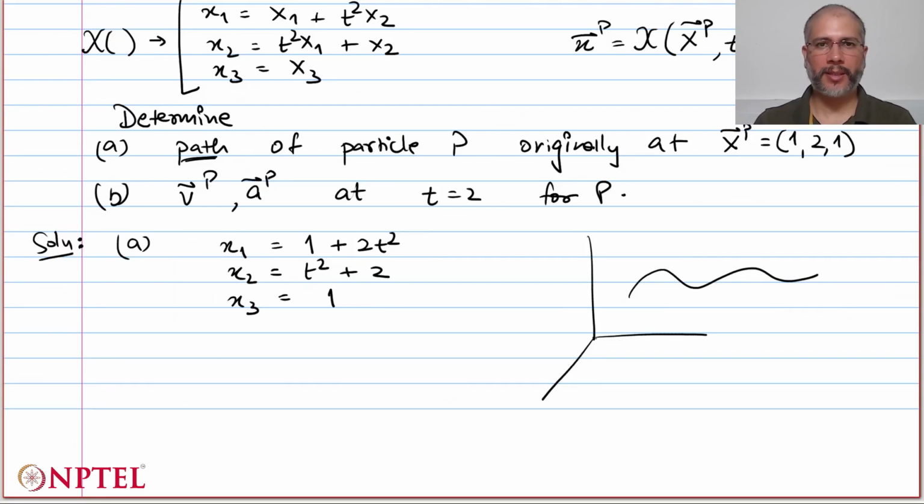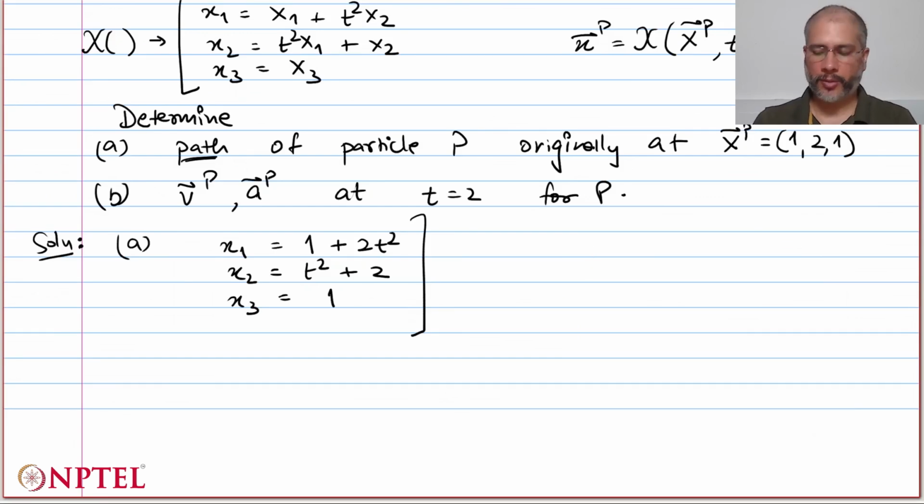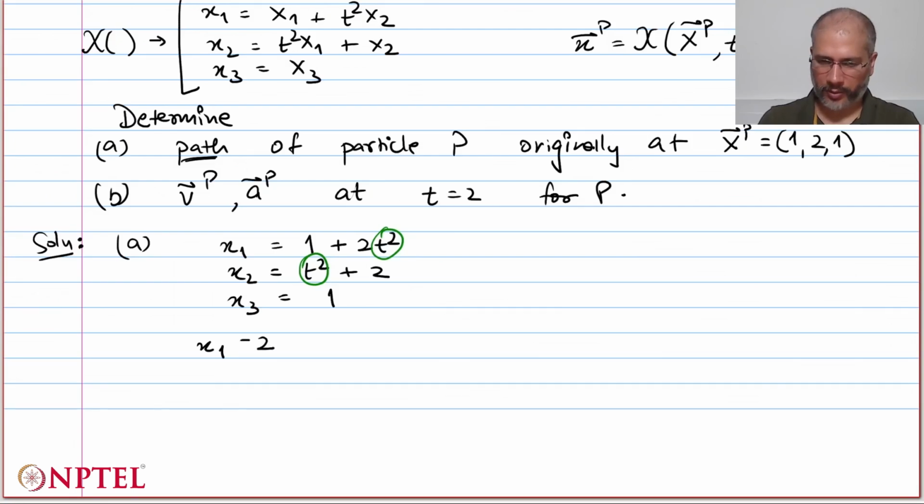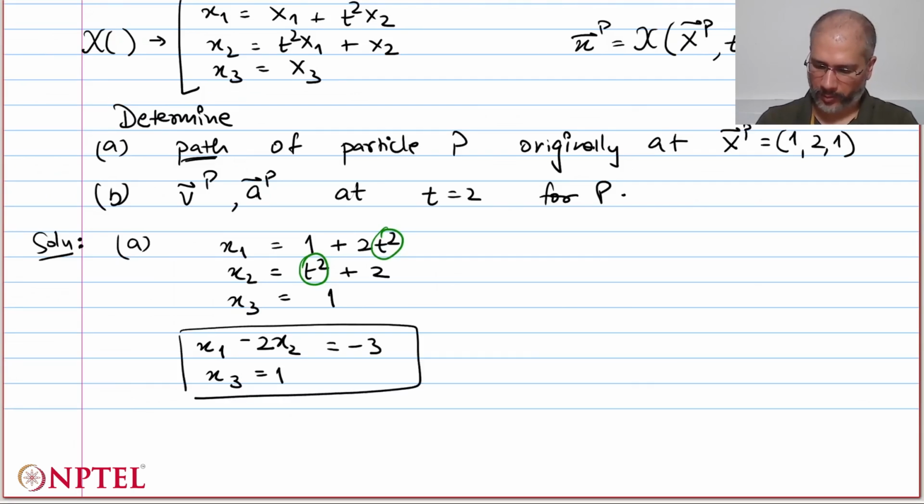So trajectory is a curve which does not have time in it. So we'll have to eliminate time because what we are given right now is a parametric form. So let's get rid of the parameter t here, and that's easy to do because we have t squared in both equations. So we can easily eliminate t squared by substituting t squared from the first equation into the second equation. And when we do that, we get x1 minus 2x2 equals minus 3, and x3 simply is 1, which does not change. So this is obtained by eliminating t.